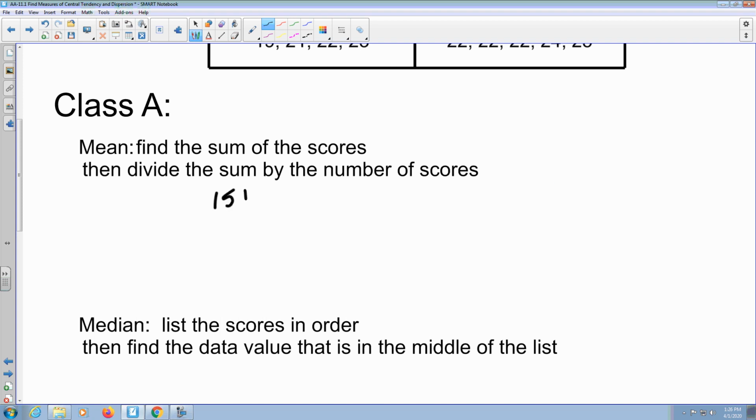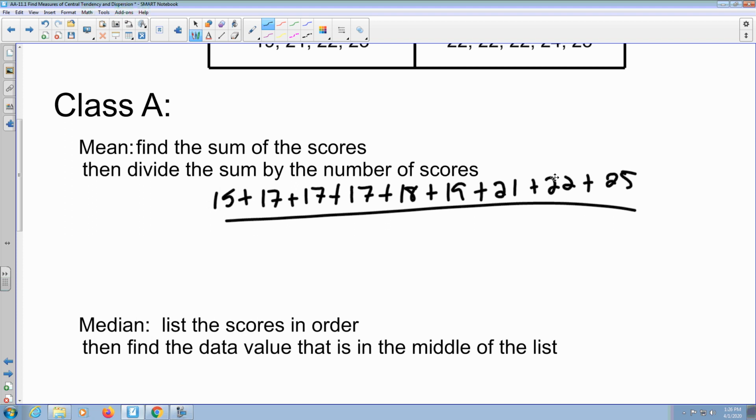So it's going to be 15 plus 17 plus 17 plus 17 plus 18 plus 19 plus 21 plus 22 plus 25, and it's all divided by, and there are 1, 2, 3, 4, 5, 6, 7, 8, 9. There are 9. So add all these up, you get 171. Divide that by 9. I get 19. So my mean is 19.